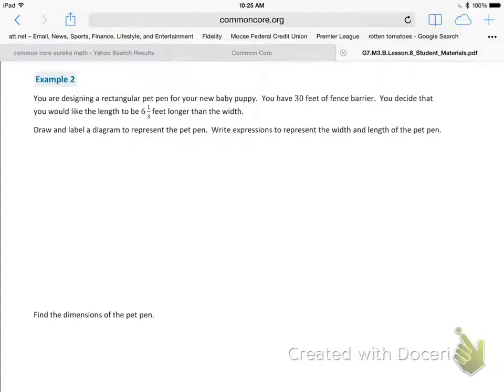Example 2, and again I'm going to read this to you. I just want you to do this first part and then come on back and we'll do a part at a time, unless you feel really good about it and you want to just whip through it yourself. Okay, so here we go.